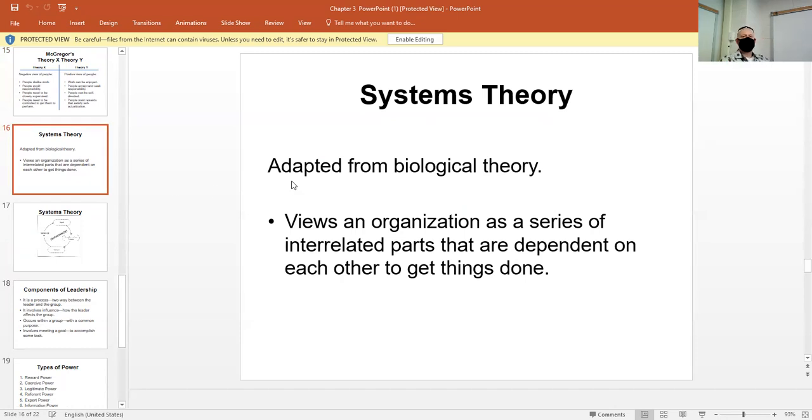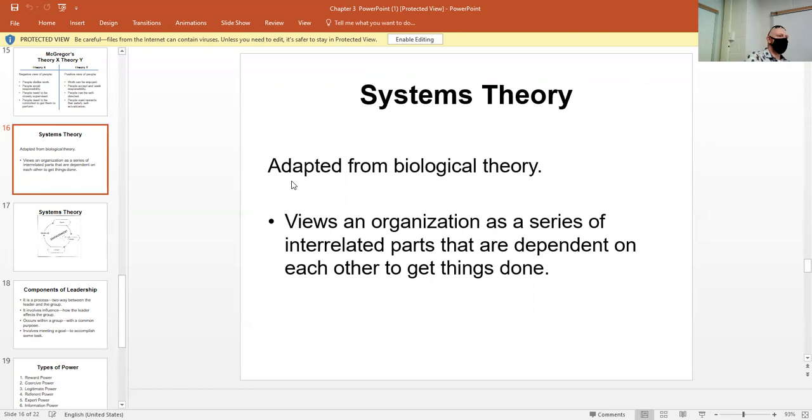Systems theory. This was adapted from biological theory. It views an organization as a series of interrelated parts that are dependent on each other to get things done. And it's true, and it's not just rec therapy. It's how we have interdisciplinary team meetings, and we work with the other groups for the betterment of our clients. However, your department and the people who work under you as a manager need to be that set of interrelated parts. They're dependent on each other to get things done.